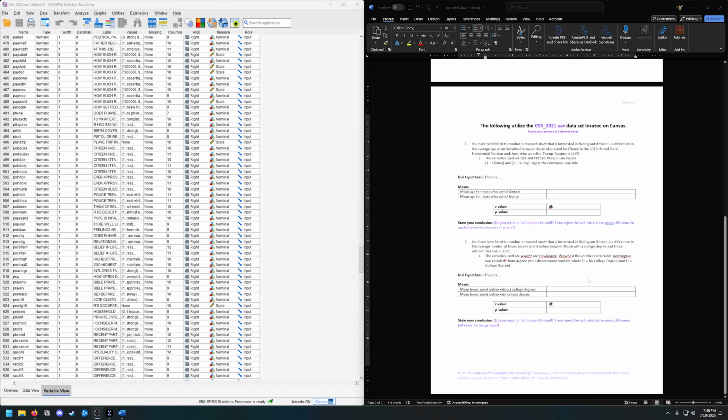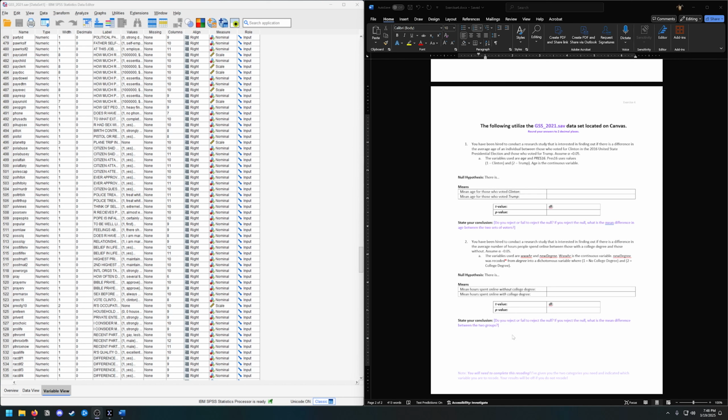Okay, so we are still using the 2021 GSS. What I've done here, you have two different research scenarios that are typed up here. So I'll go through the first one with you. The second one you will do on your own, just like all the other ones, and I'll describe each of the pieces as we go through it.